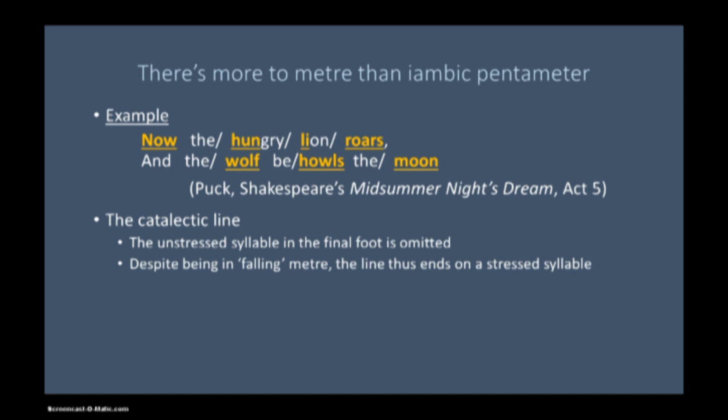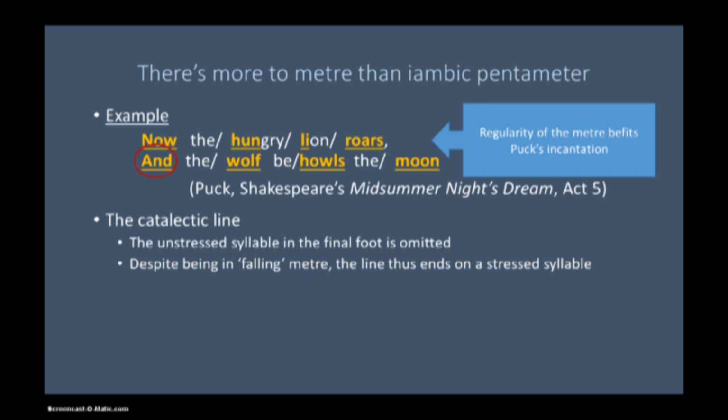So there we've got that catalectic line again, so that despite being in falling metre, the lines end on a stressed syllable. The metre is very regular here. The extract is from Puck's incantation towards the end of the play, so that hypnotic rhyme is fitting. As such, it would be appropriate to add an extra stress at the beginning of the second line on and, a connective which wouldn't usually be stressed. So here again, you've got a choice. You can choose to stress it because of where it comes, the kind of context it appears in.